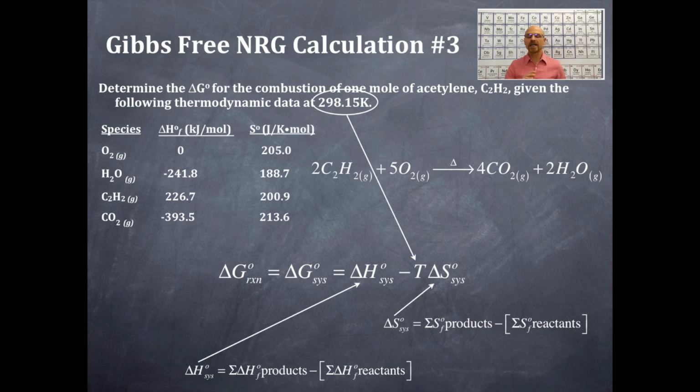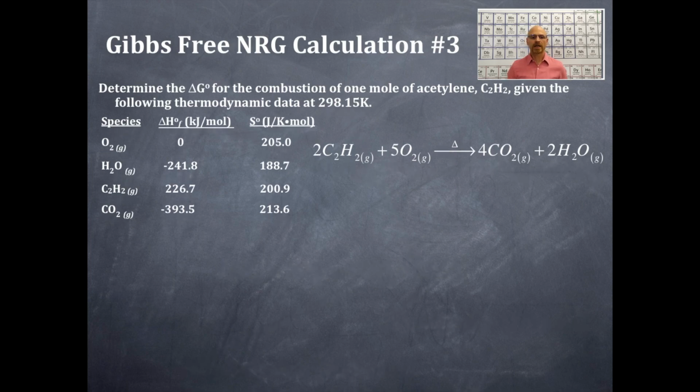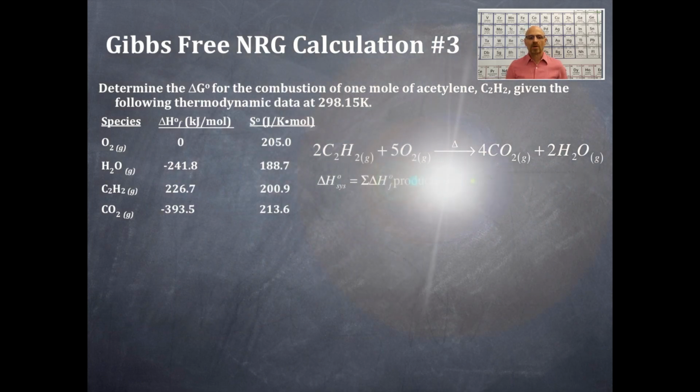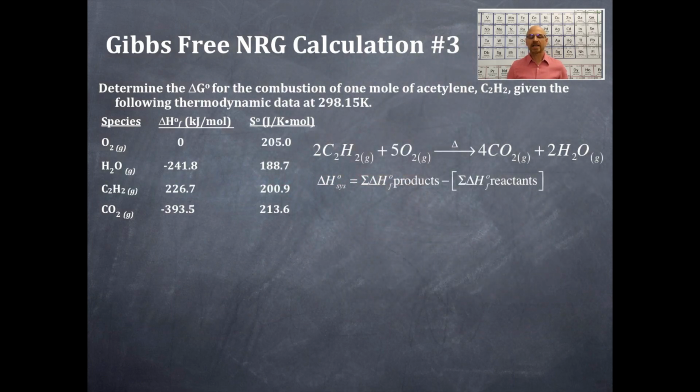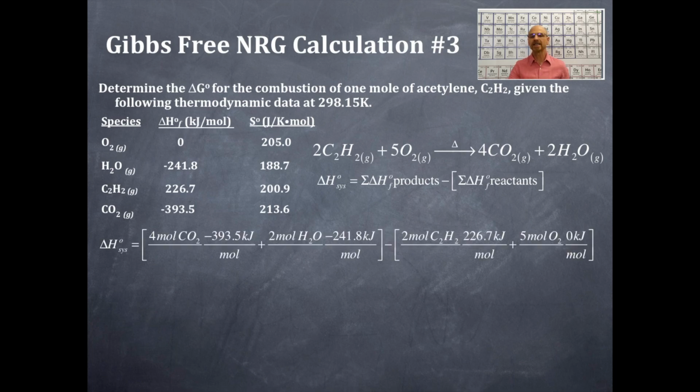So we're going to do this in a few different parts. We're going to calculate the enthalpy and we're going to calculate the entropy for the system, plug that in with the temperature, and then solve for the delta G. All right, so delta H, that is the enthalpy term. That's products minus reactants. We're going to plug in these values right into here.